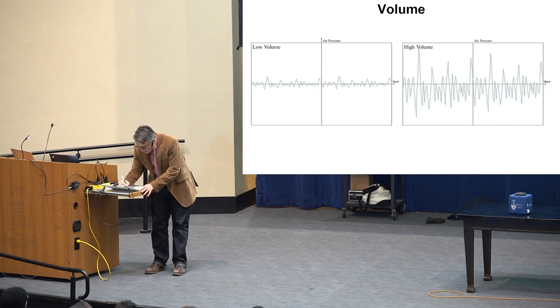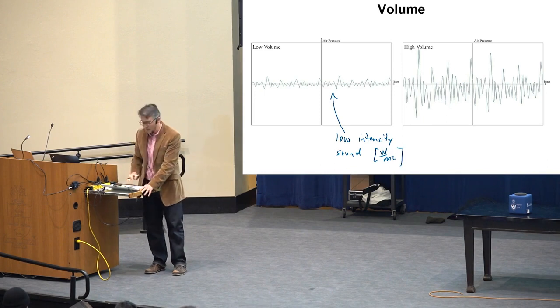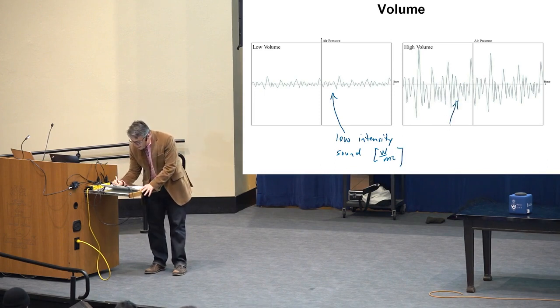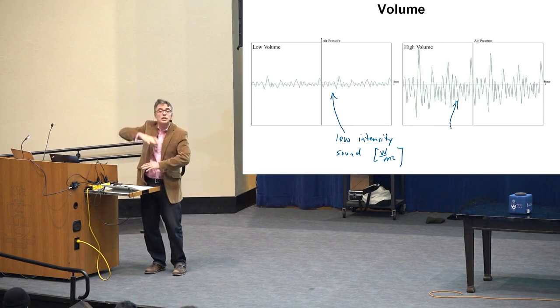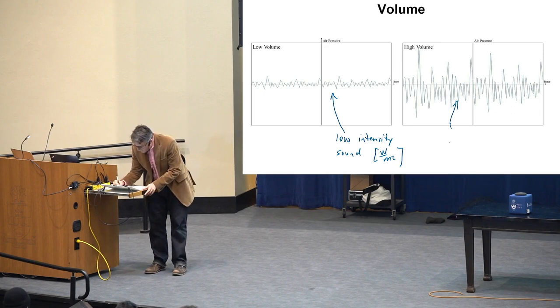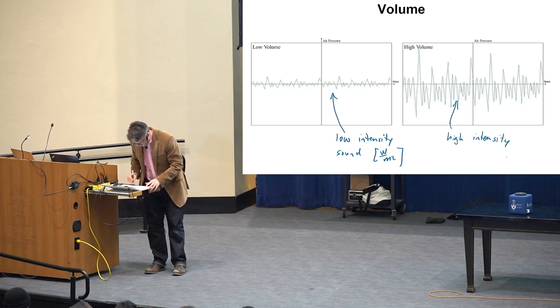So this is a low intensity sound wave. The number of watts per meter squared is low when it's just a little bit of shaking of pressure. But when you take that same wave and just increase the pressure variations, now you're carrying more energy per meter squared, high intensity. It is not at all obvious how you switch from one to the other, but that's the basic idea.